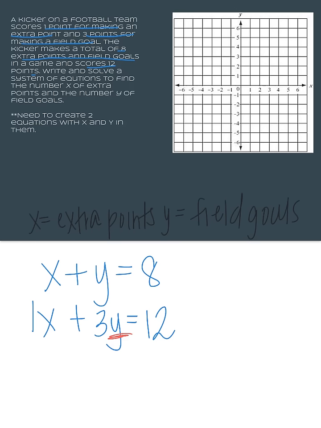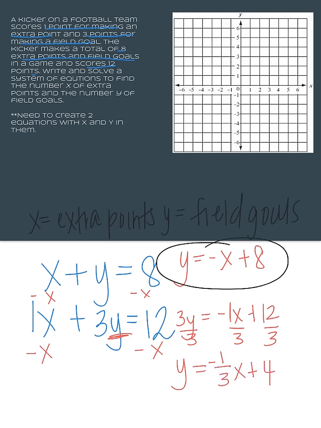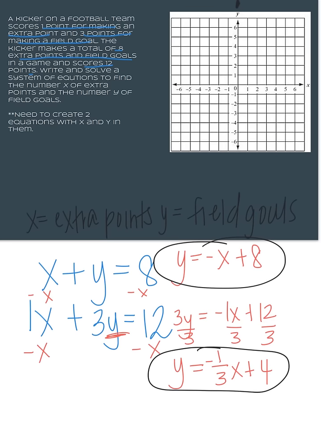So now I need to graph. This is what I was talking about in the last one. If it's not in slope-intercept form, let's put it in slope-intercept form. I'm going to subtract x, and I get y equals negative x plus 8. For this other one, I'm going to subtract x, and I get 3y equals negative 1x plus 12. Divide them both by 3. So y equals negative 1/3 x plus 4. So I need to graph these 2 equations. I'm going to start with that top one with my y-intercept of 8, and then I'm going to go down 1 over 1. And I'm just going to keep going.